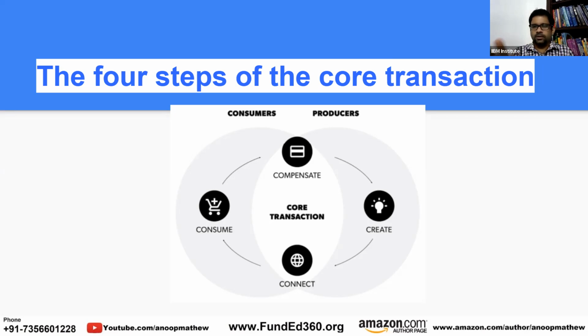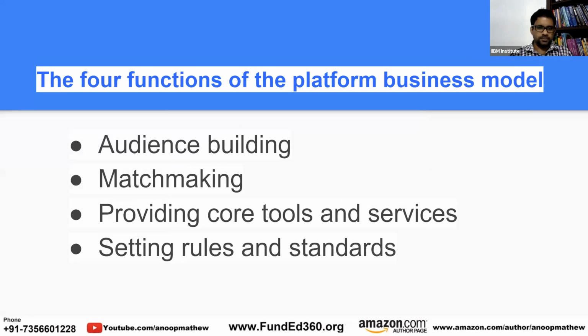So the creator produces, and that particular thing is connected with the consumer, the end user, and the end user purchases it and compensates for the creator's product in terms of monetary compensation, and that monetary compensation reaches the creator. Again, that cycle completes. So this non-shaded portion, including compensate and connect, is facilitated by the platform. So these are the 4 functions of the platform business model.